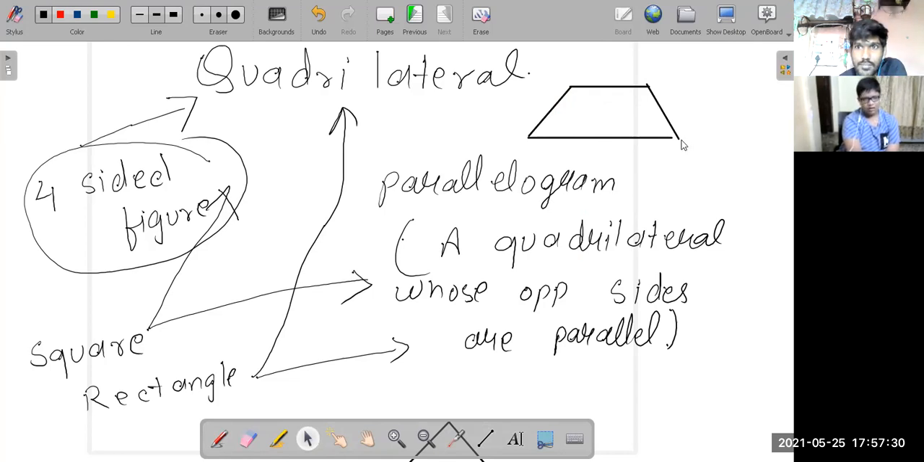Remember trapezium? In a trapezium, only one pair of sides is parallel. One pair of sides are parallel, and the other sides are non-parallel to each other. Okay. So the point I want you to remember here is all parallelograms are quadrilaterals, but all quadrilaterals need not be a parallelogram.